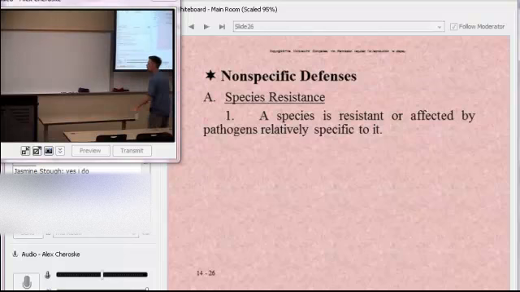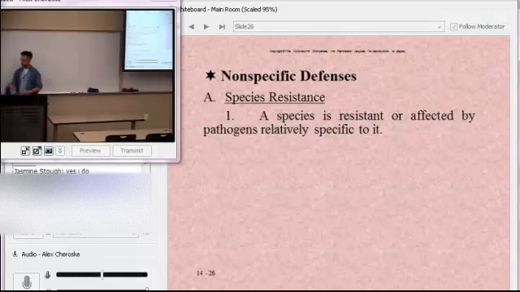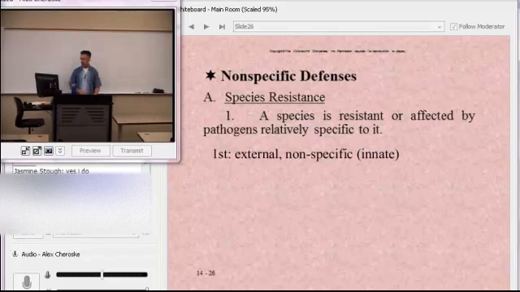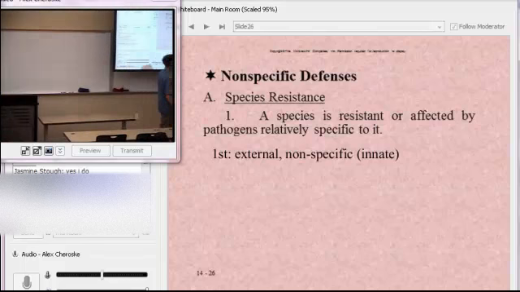Our first line of defense is going to be external, non-specific. Now, non-specific is also sometimes called innate. Innate means you're born with it. So external, non-specific, or innate defenses are your first line of defense. They're usually for keeping anything from getting in. We'll use different examples of that in just a minute.